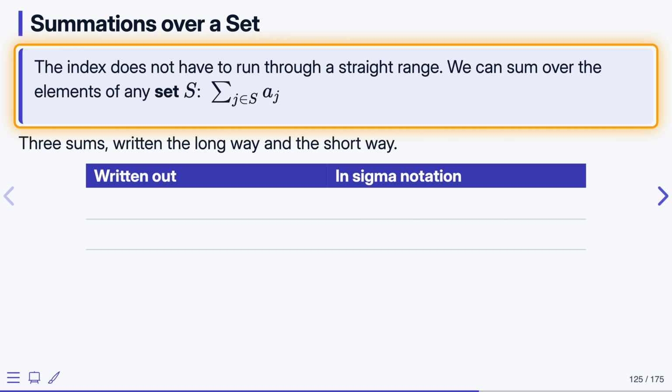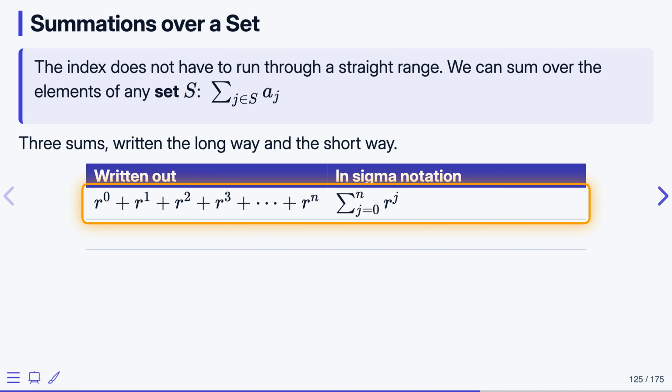The index does not have to run through a straight range like m to n. We can also add over the elements of a set. The notation sigma with j in S means add the term a sub j for every j that belongs to the set S. Line 1. R to the 0 plus R to the 1 plus R squared plus R cubed, and so on up to R to the n. The index runs from 0 to n, so we write the sum from j equals 0 to n of R to the j.